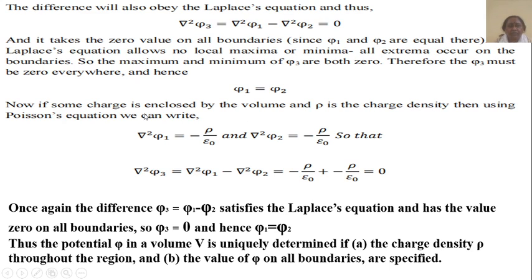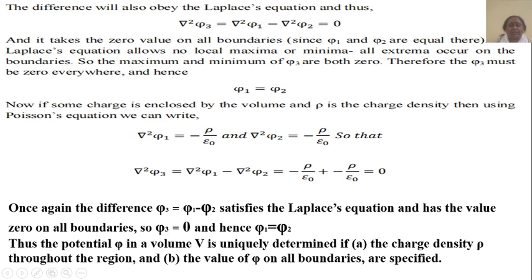Now, if some charge is enclosed by the volume, and rho is the charge density, then using Poisson's equation we can write del square psi 1 equal to minus rho upon epsilon 0, and del square psi 2 equal to minus rho upon epsilon 0, so that del square psi 3 equal to del square psi 1 minus del square psi 2, and is equal to minus rho upon epsilon 0 plus rho upon epsilon 0, that is equal to 0.